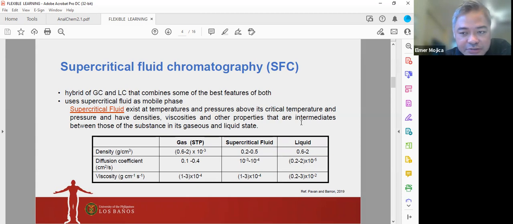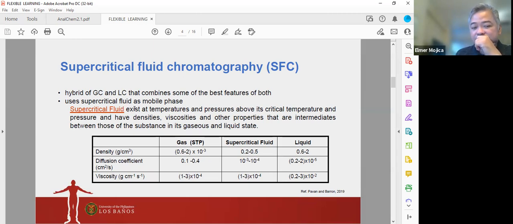So SFC, we could say, is a hybrid of the GC and the LC that combines some of the best features of both. And SFC uses this supercritical fluid as the mobile phase. So I'm not sure if you're familiar with what a supercritical fluid is. Maybe during your Gen Chem, when you discussed the phase diagram, we encountered there some portion where we have the supercritical pressure and supercritical temperature.